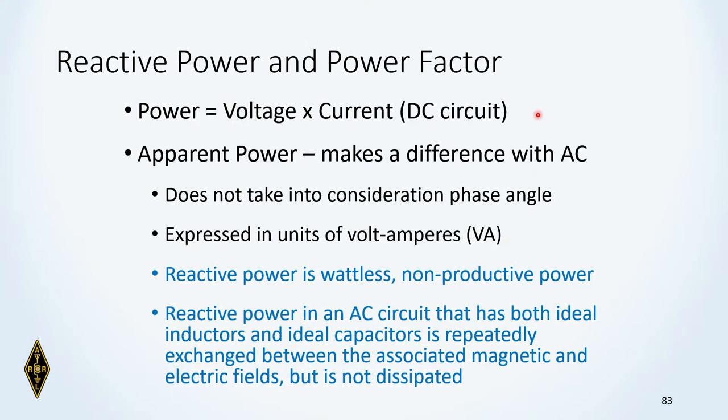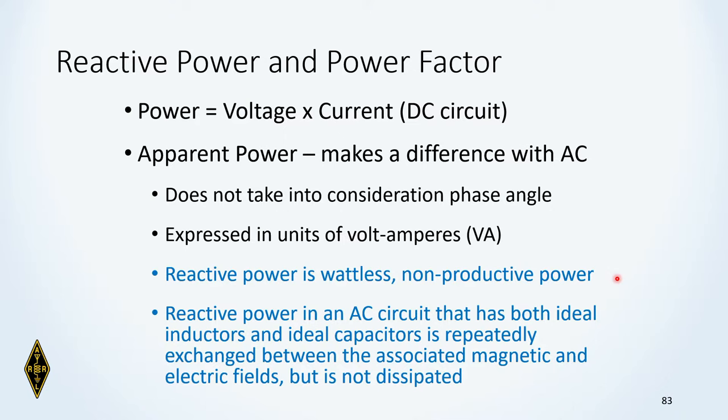Power equals voltage times current in a DC circuit. Now, apparent power is a term that only applies to AC circuits. And the trick, remember we've talked about phase angles, is that it does not take into consideration phase angle. Therefore, voltage times current, if you measured it coming right out of an outlet, for example, wouldn't necessarily give you watts. What we would have is something called VA. So if we measure the voltage going into a circuit and the current going into it, that's the volt amps of that circuit. Not necessarily the watts, like it could be with DC, because of the reactive components that might be in the circuit.